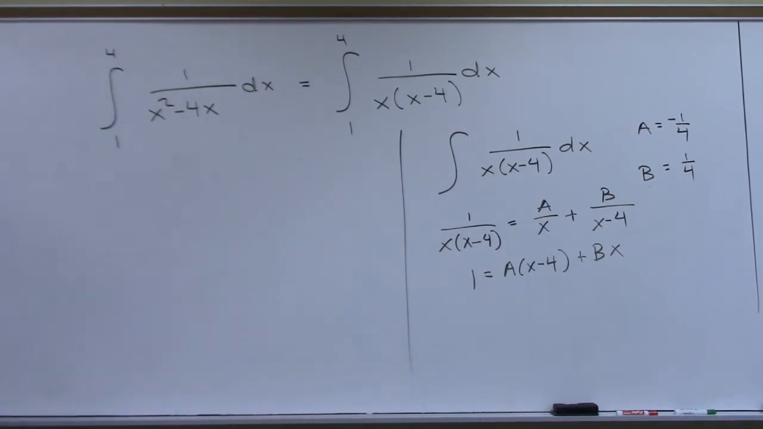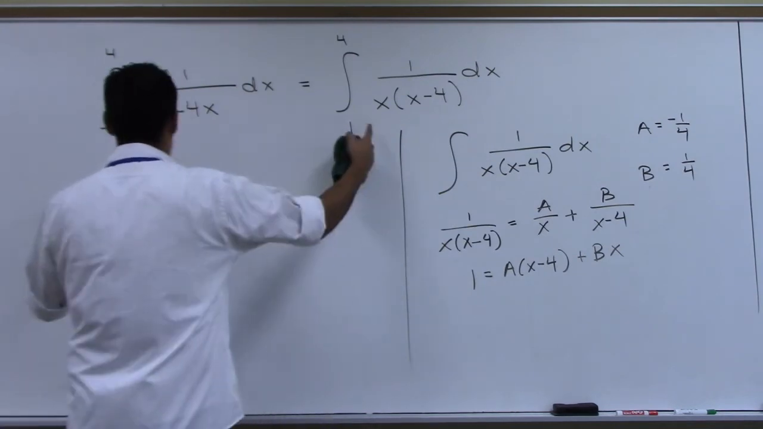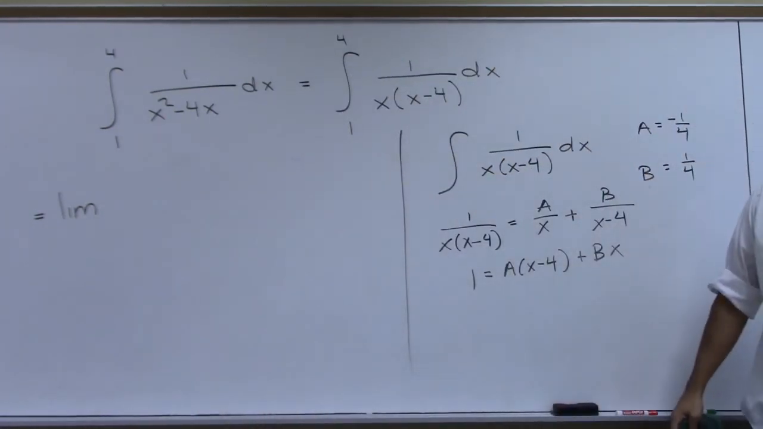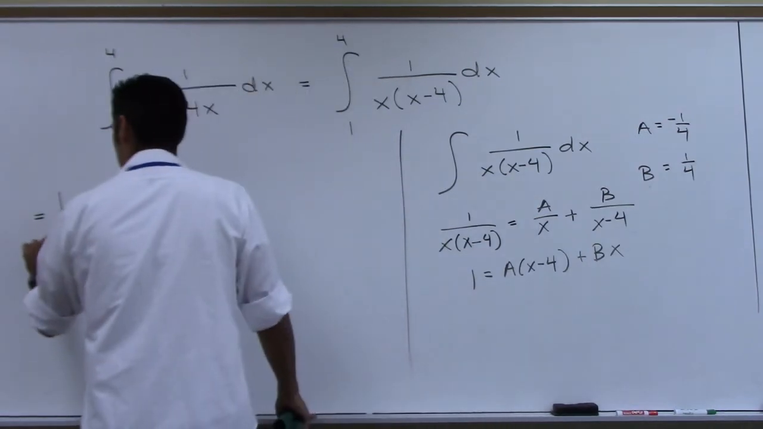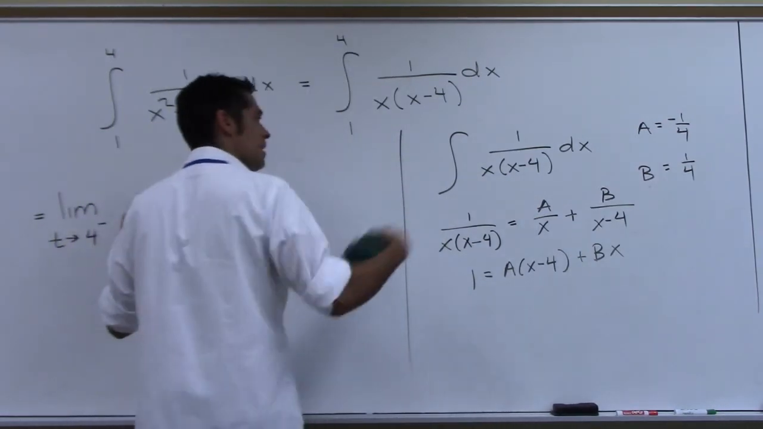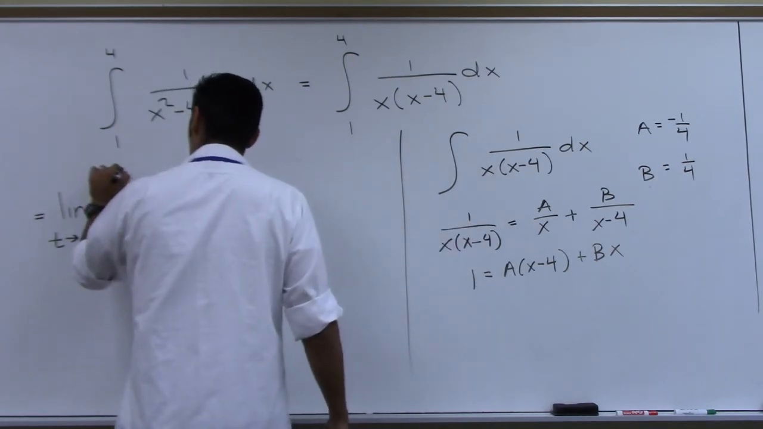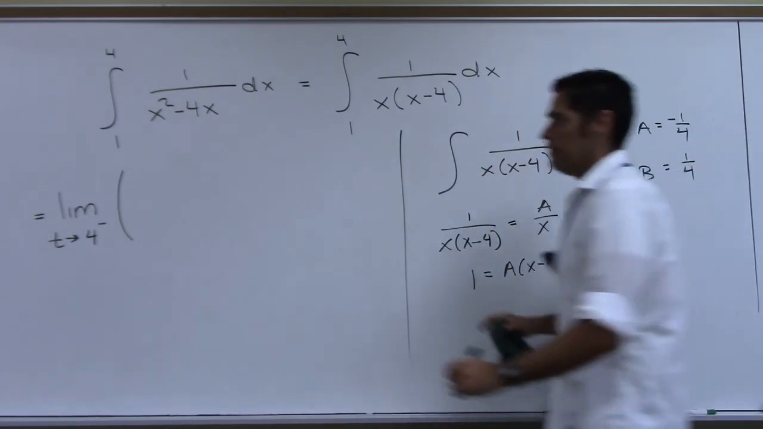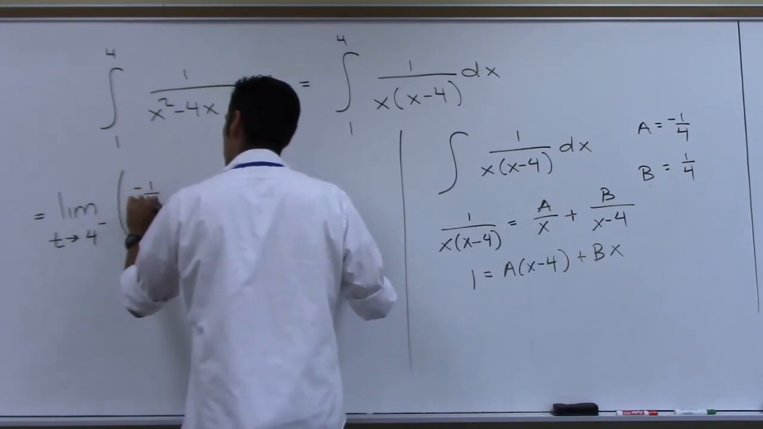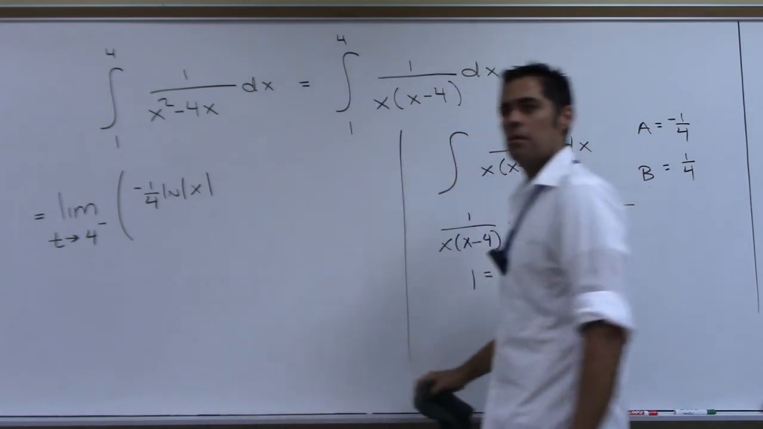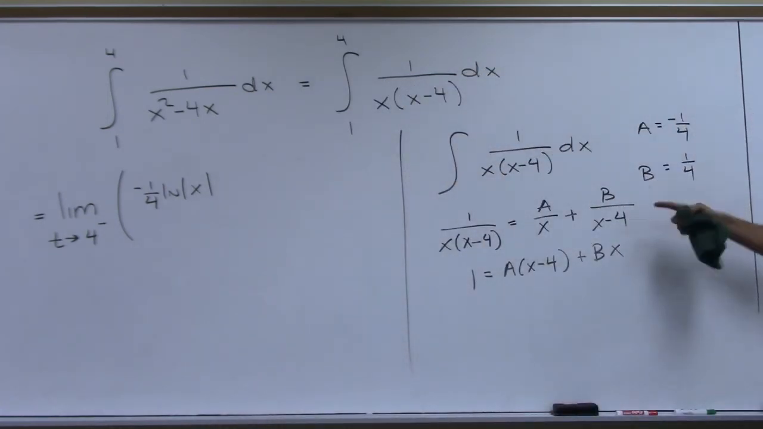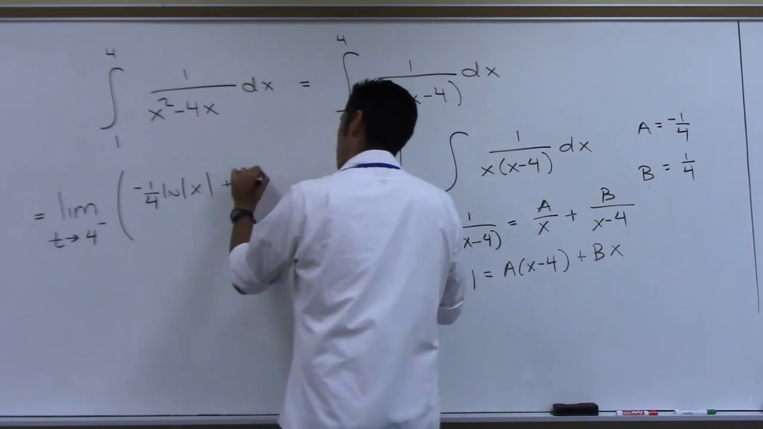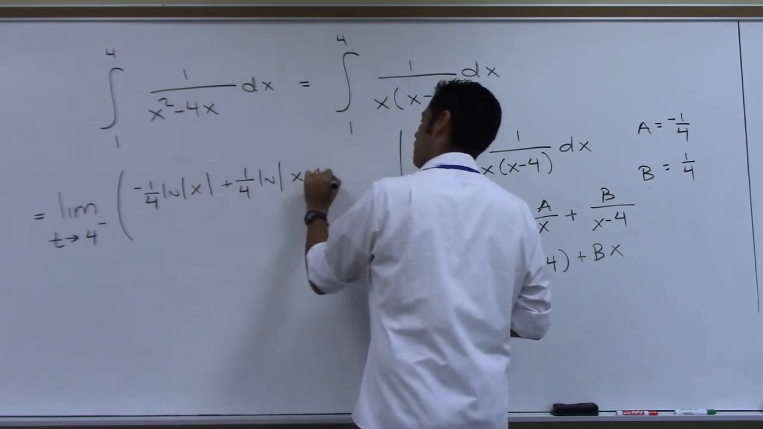Now back to this. This integral becomes a limit. As what approaches what, and from which side? t approaches 4 from the left of the antiderivative, right? What's the antiderivative? Negative 1/4 natural log of the absolute value of x. And then from the B, we have a 1/4 over that one, so 1/4 natural log of the absolute value of x minus 4.